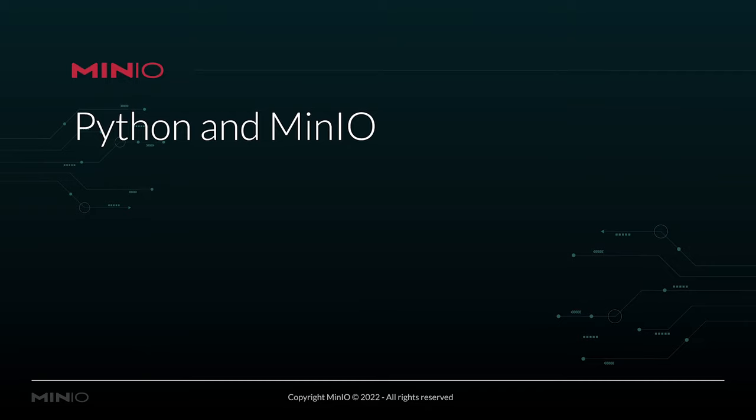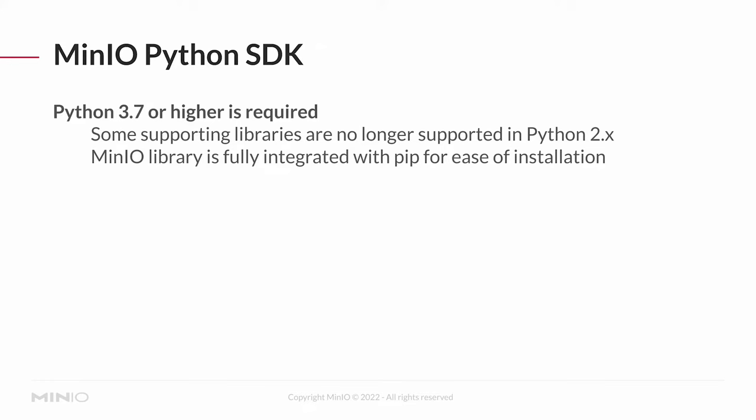We, however, are going to be using MinIO's own supported library. Now, the MinIO Python SDK does require Python 3.7 or higher. This is because some of the supporting libraries, most notably the cert libs, are no longer supported in Python 2. So you need to have Python 3.7. This is all easy to install with pip. So those of you who are using Python today know about the Python installer pip, which allows you to install any library that you want with ease. And the way that you're going to do that with MinIO is a simple pip3 install minio and you're done. That gives you all the libraries that you need to use the Python SDK.